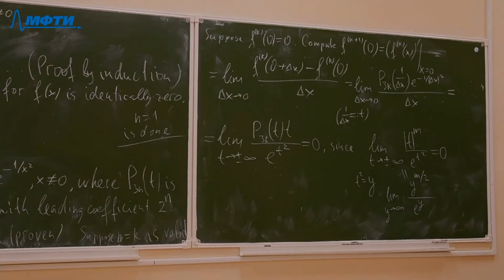And then what happens? That is either an integer or an integer divided by 2, right? So I apply L'Hopital's rule. What happens if I apply L'Hopital's rule? That is the limit as y tends to infinity of m over 2 times y to the power m over 2 minus 1 over e to the power y. And what happens then?